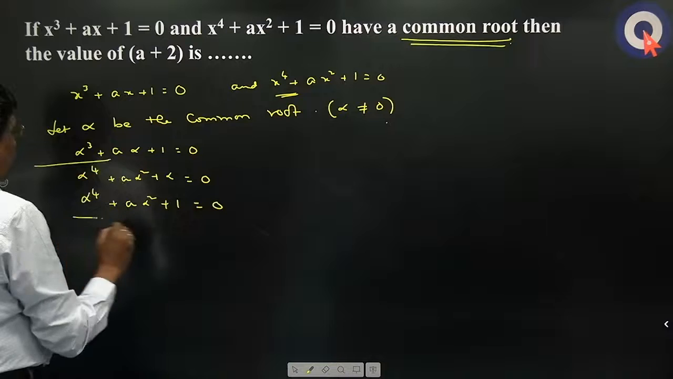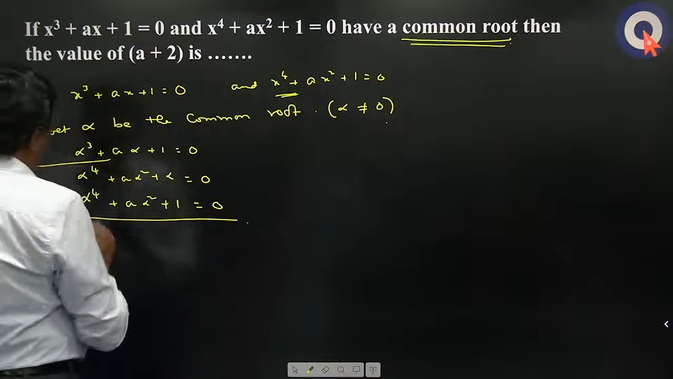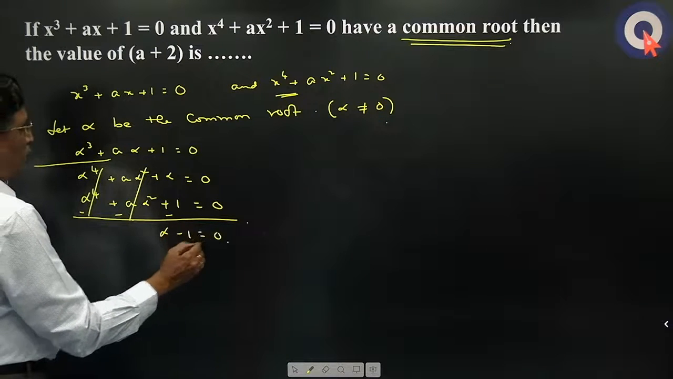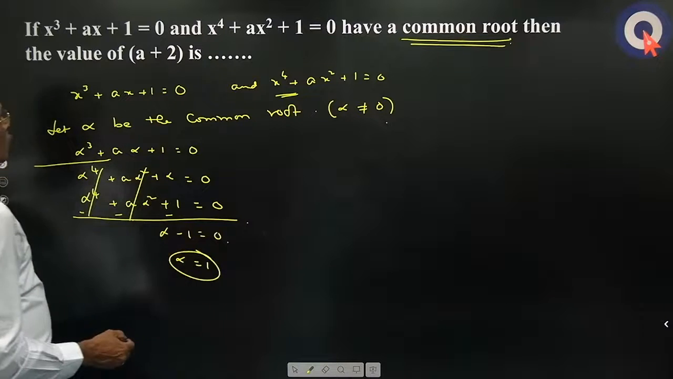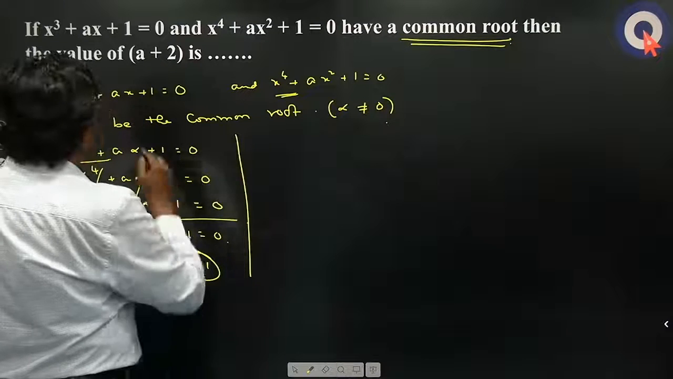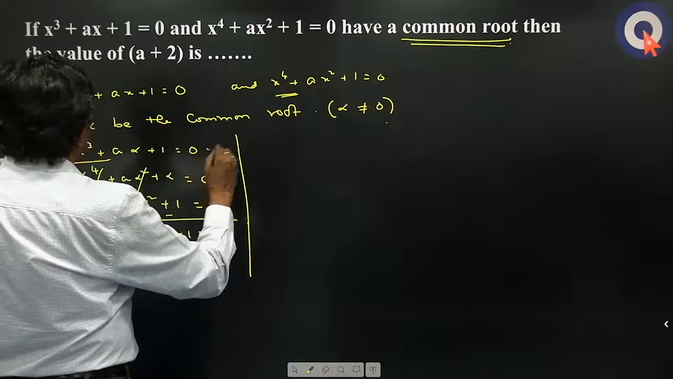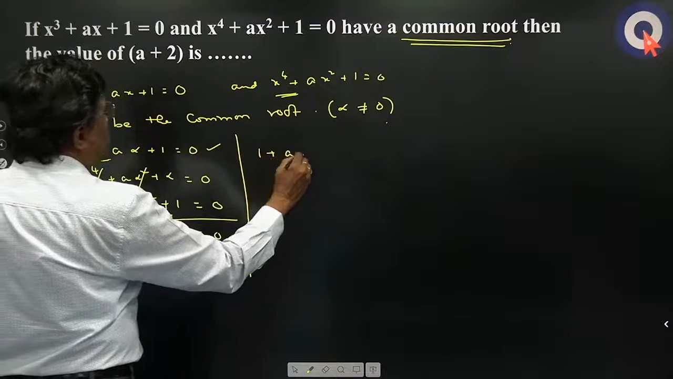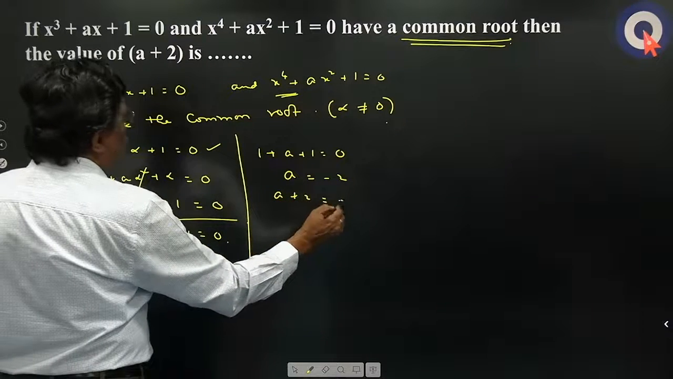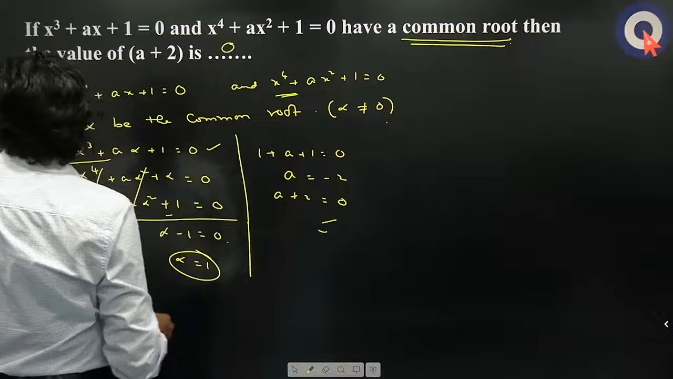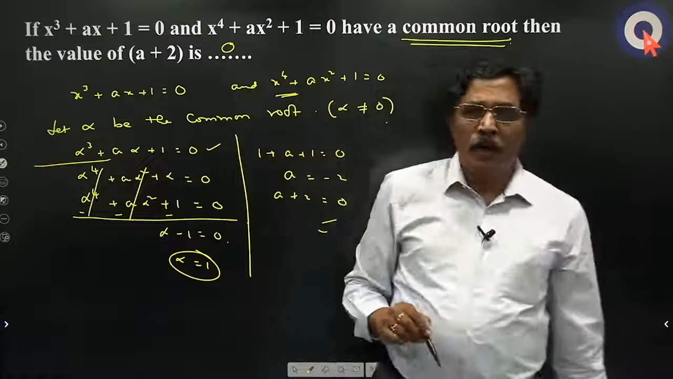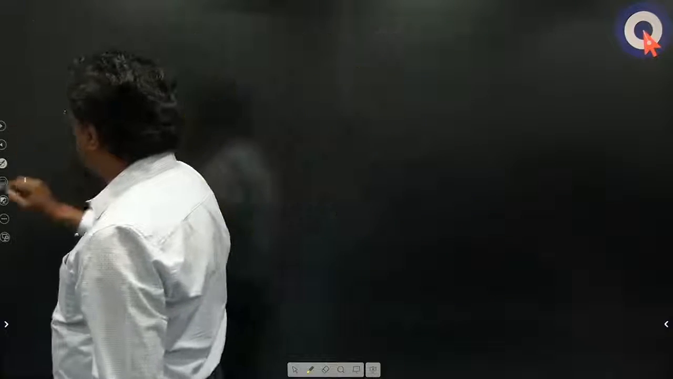So because alpha is a common root, these two are solvable. When I subtract, these two get cancelled, I get alpha minus 1 is equal to 0. So that means alpha is equal to 1. The common root I got is 1. And so alpha is equal to 1 means if I substitute here, 1 plus a plus 1 is equal to 0. So what I get is a is equal to minus 2, or a plus 2 is equal to 0. So the required answer is a plus 2 is equal to 0. So that's the problem. Okay. I think we're done with this.